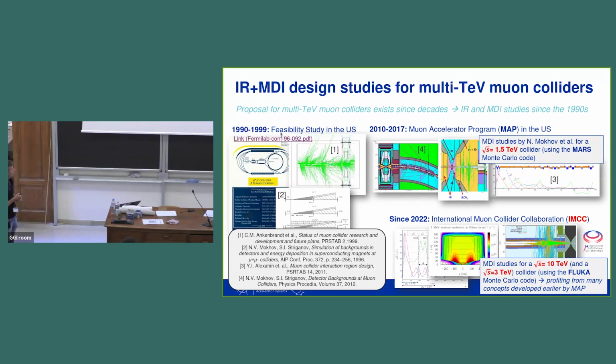But at the same time, there were already very significant studies of the interaction region lattices for different center of mass energies. Now in the IMCC, we're performing detailed MDI studies for a 10 TeV center of mass machine, with a possible 3 TeV first stage, and we're using the FLUKA Monte Carlo code. I just have to say we're also still profiting a lot from the concepts developed by MAP.